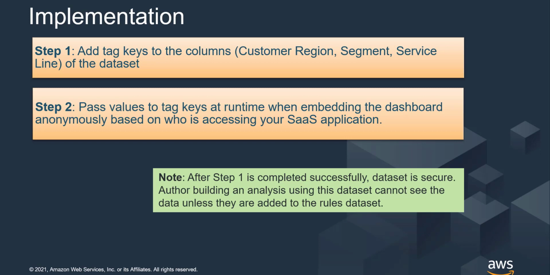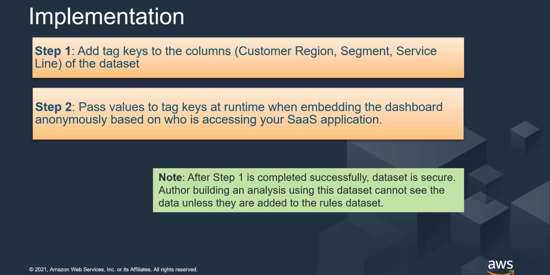One thing to note is that as soon as you complete step one successfully, the dataset is secure. So if authors are using this dataset to build an analysis, they won't be able to see any data in this dataset because you have secured the dataset now. So in order for the authors to be able to access the data in the datasets when they're authoring an analysis, you will have to add them to the rules dataset. What I'm going to do now is go through details of step one, step two, and the note here to show you how you can do these one by one.